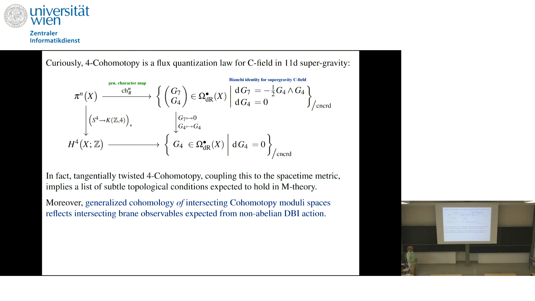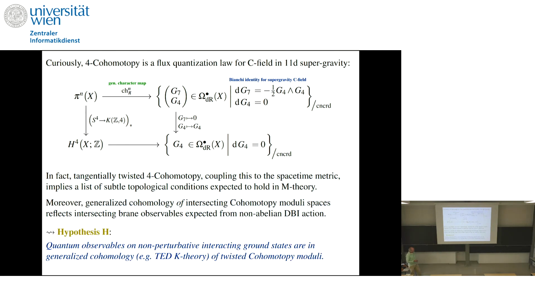So that leads to this hypothesis that we start calling hypothesis H: that maybe the quantum observables on non-perturbative interacting ground states, such as in string theory and solid state physics, are in the generalized cohomology, particularly the K-theory, of twisted cohomotopy moduli.